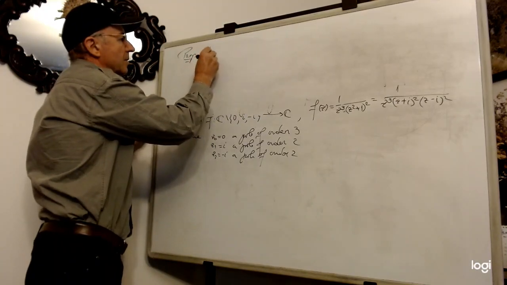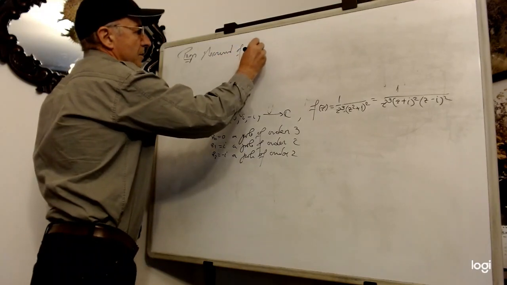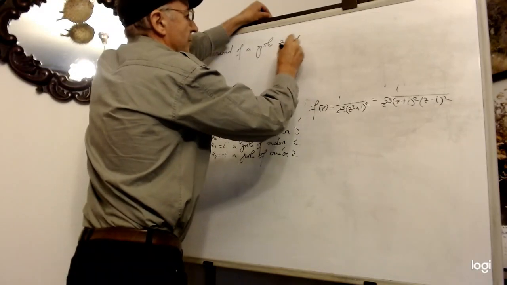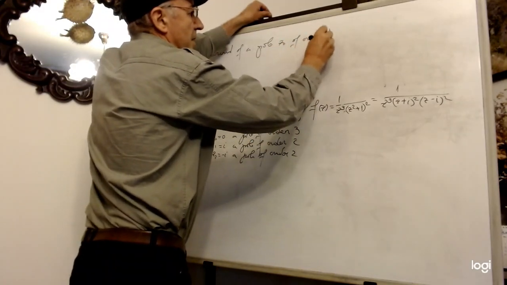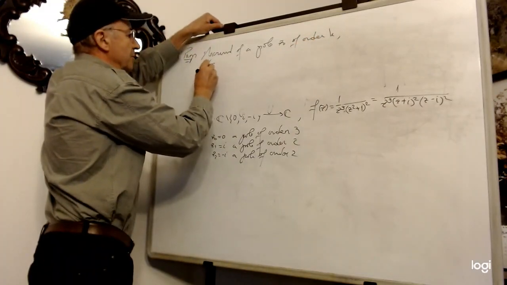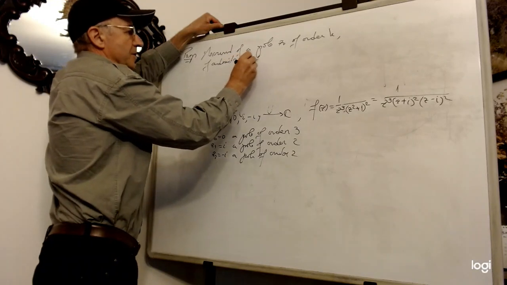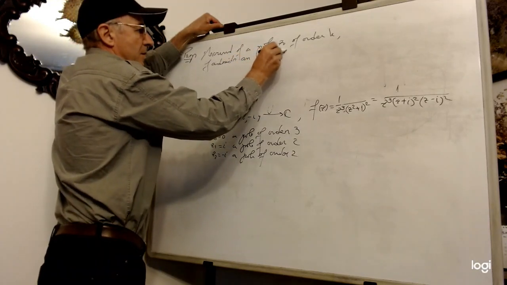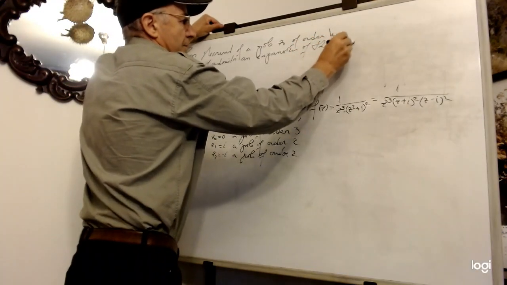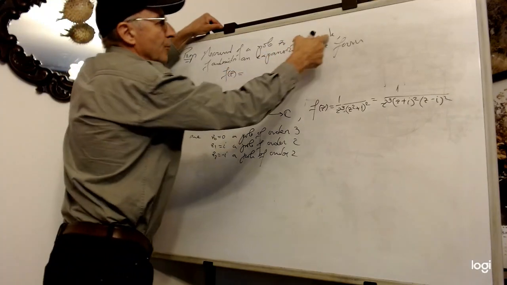Around a pole z0 of order k, f admits an expansion of the form f(z), pole of order k.